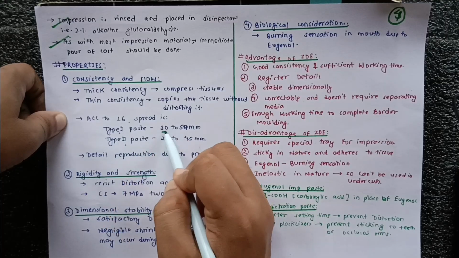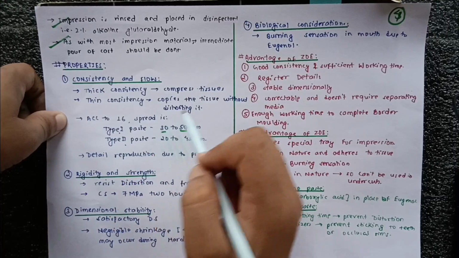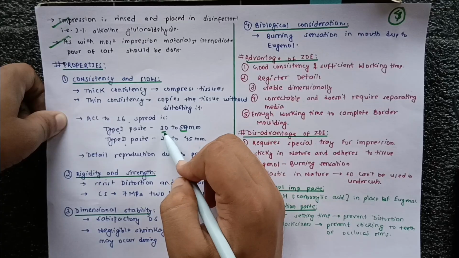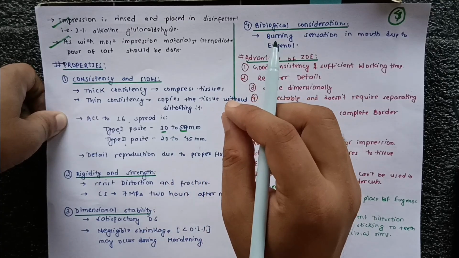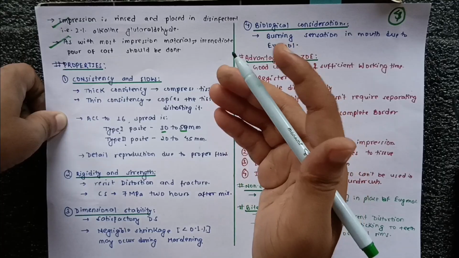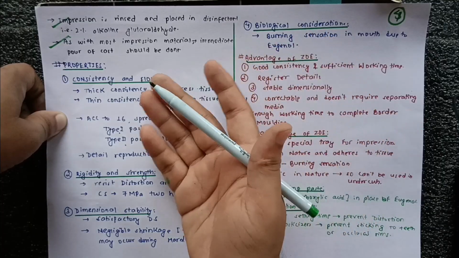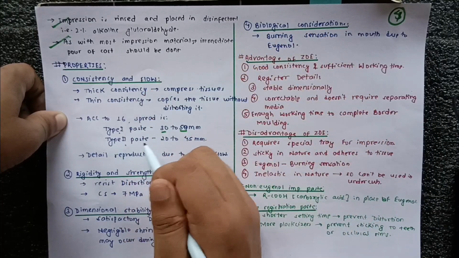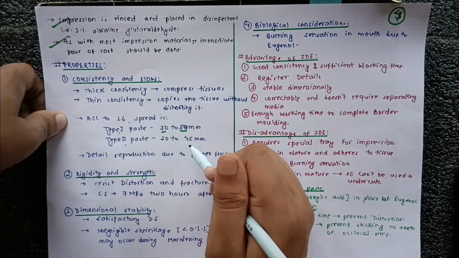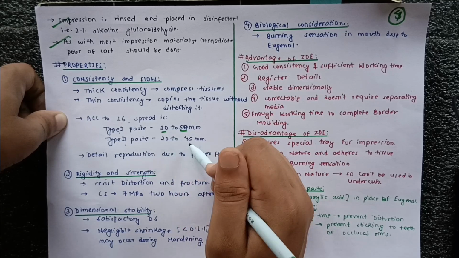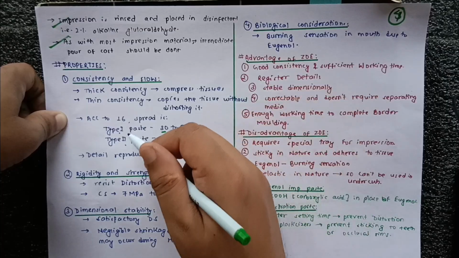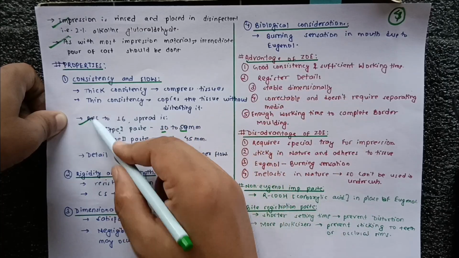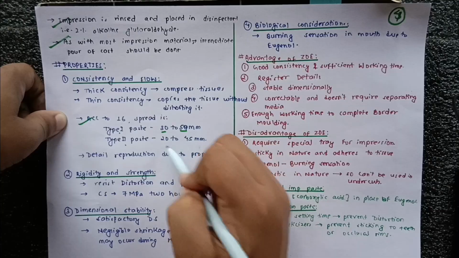So in type 1 we have a hard type of material, so the thickness is 30 to 50 mm, and it has little flow, but it is more flowable than that of the impression compound. Similarly, type 2 is a paste, and it has a very small thickness, that is 20 to 45 mm, and it is more flowable than that of type 1. So you should remember this data, 30 to 50 and 20 to 45.